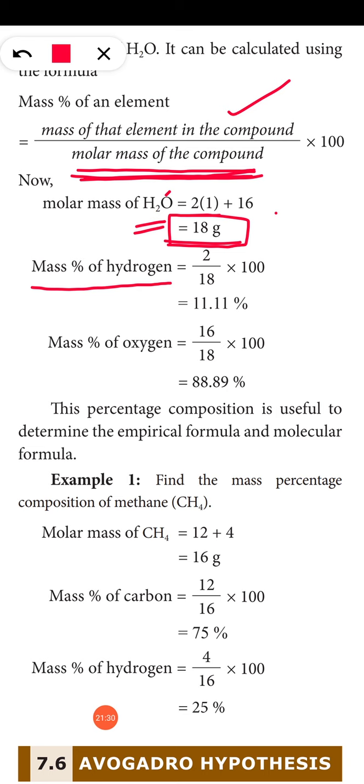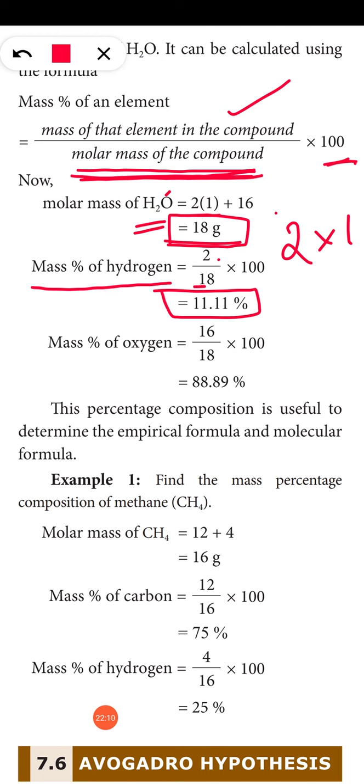Then mass percentage of hydrogen is equal to mass of the element in the compound. So hydrogen பார்த்தீங்க அப்படினா வாட்டர்ல 2 இருக்கு. So atomic mass of hydrogen 1. So 2 into 1 is 2. Divided by molar mass of the compound 18. So 2 divided by 18. Into 100. 2 divided by 18 into 100 is equal to 11.11% of hydrogen is present in water. In 1 molecule of water, its percentage of hydrogen is 11.11% by weight.